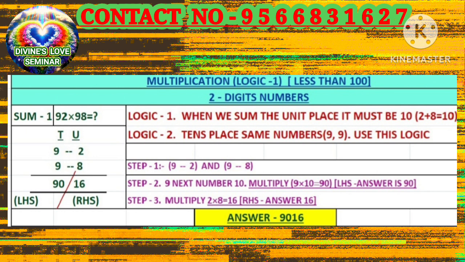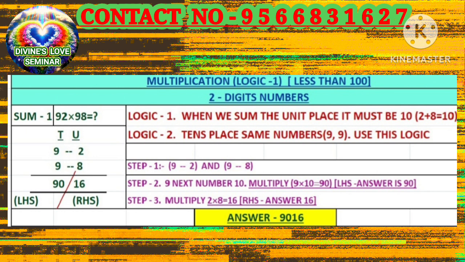92 into 98. See the image. The unit or ones place is what? The unit place has 2 and 8. The tens place has the same number, 9 and 9. See the image. Logic 1: when we sum the unit place numbers, the answer should be 10. That is, 2 plus 8 is equal to 10.